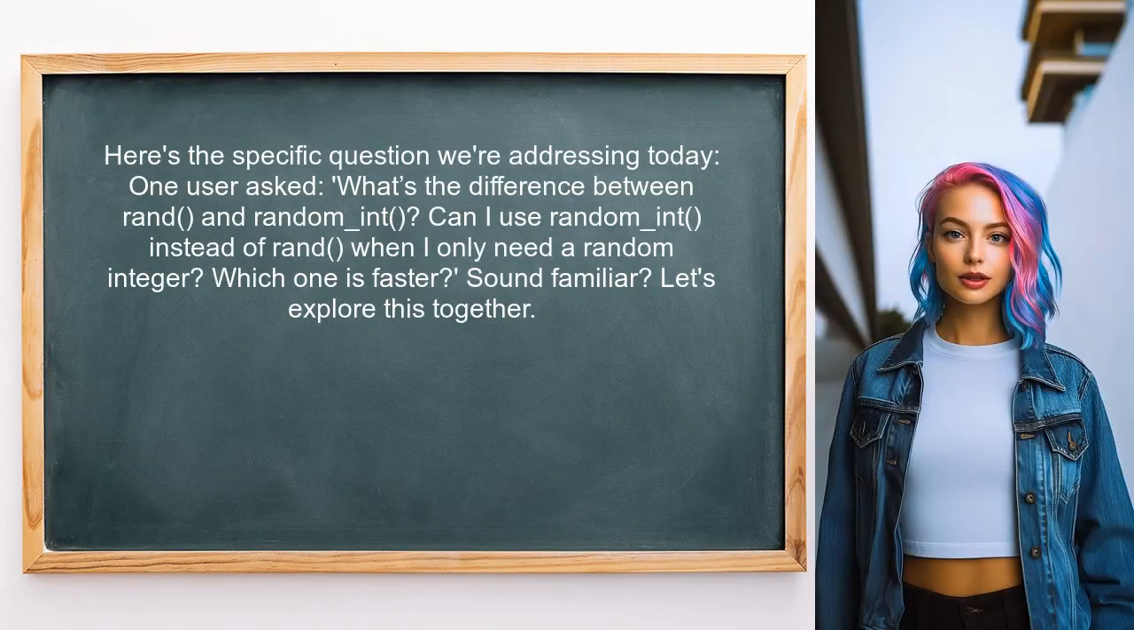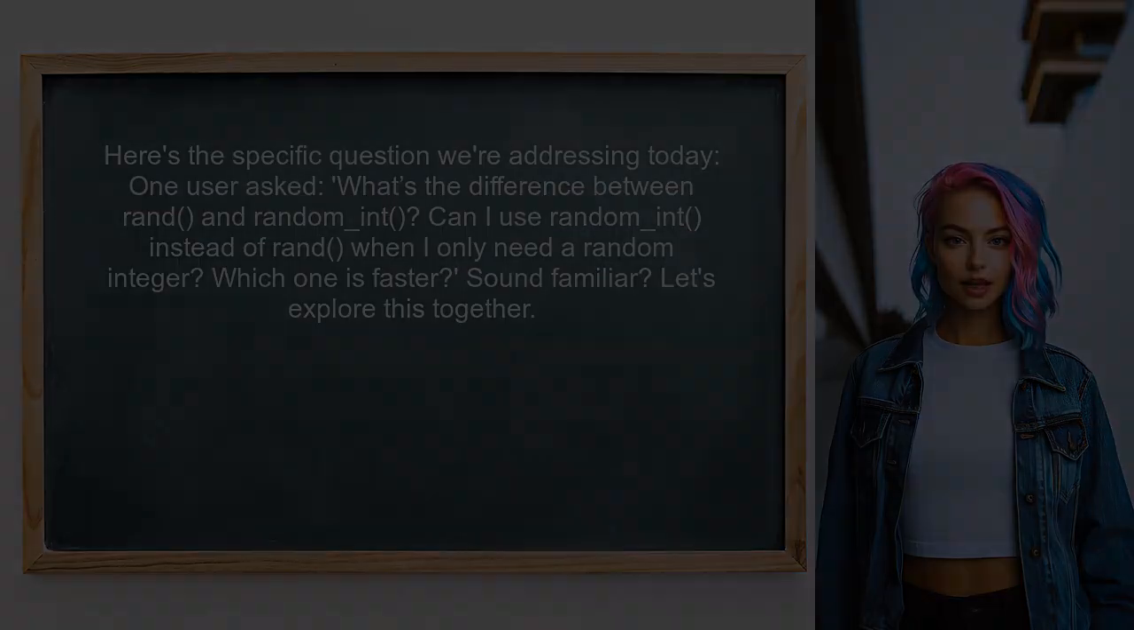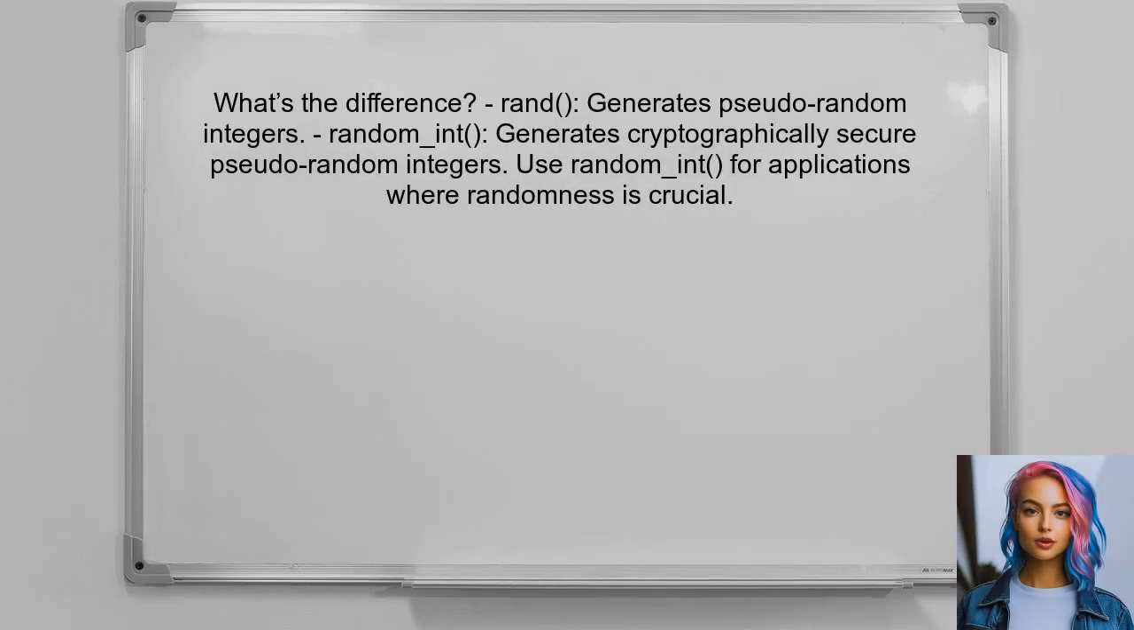Here's the specific question we're addressing today. One user asked, what's the difference between rand and random_int? Can I use random_int instead of rand when I only need a random integer? Which one is faster? Sound familiar? Let's explore this together. So, what's the difference?